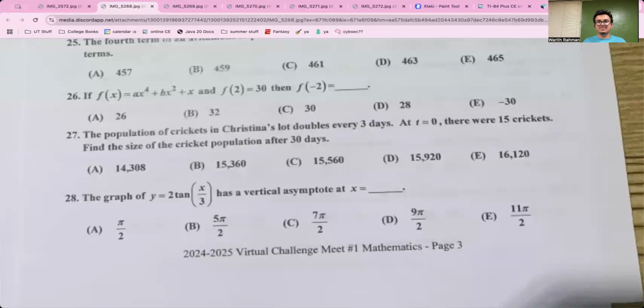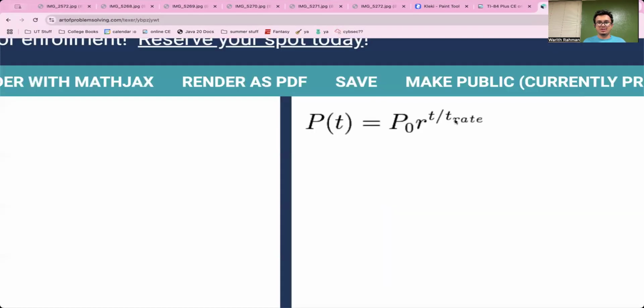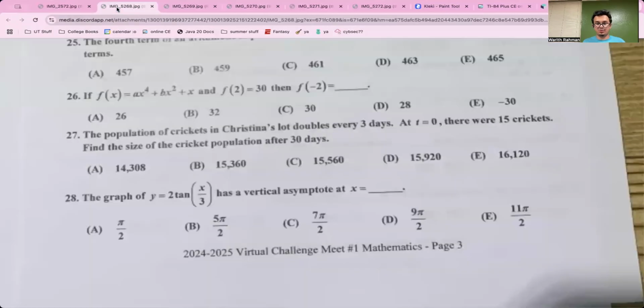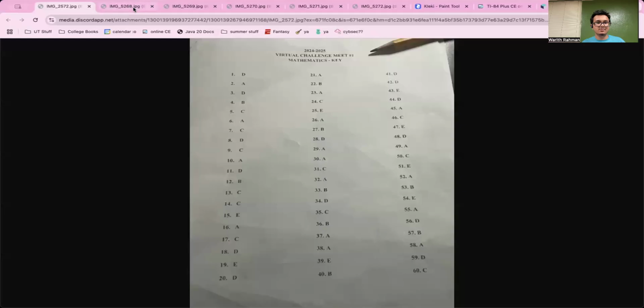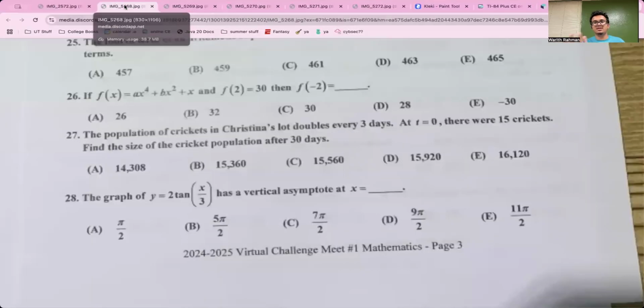So after 30 days, we have 30 over 3 here, so this exponent is 10. R is 2, so 2 to the 10th is 1,024. 1,024 times 15 is 15,360, I think. So that's 27b. Hopefully that should be enough for an explanation.